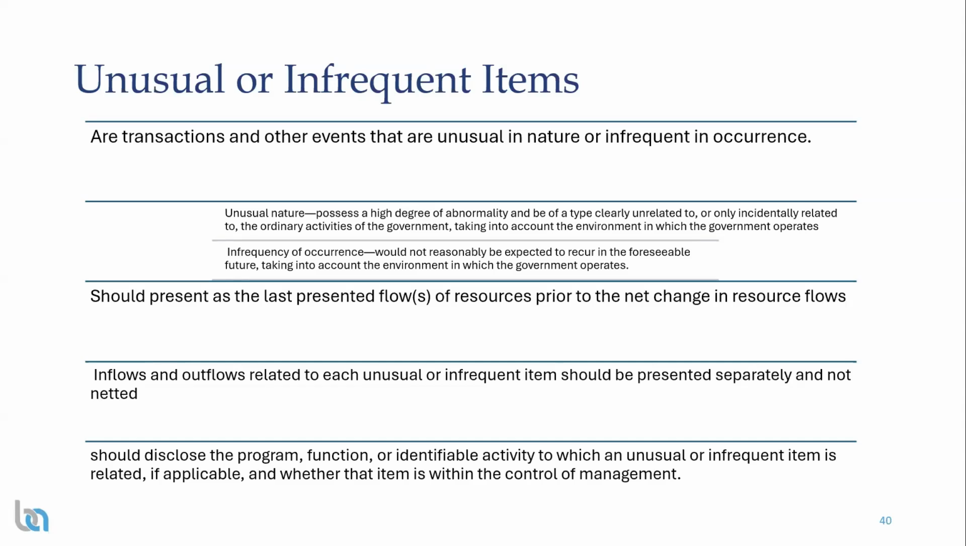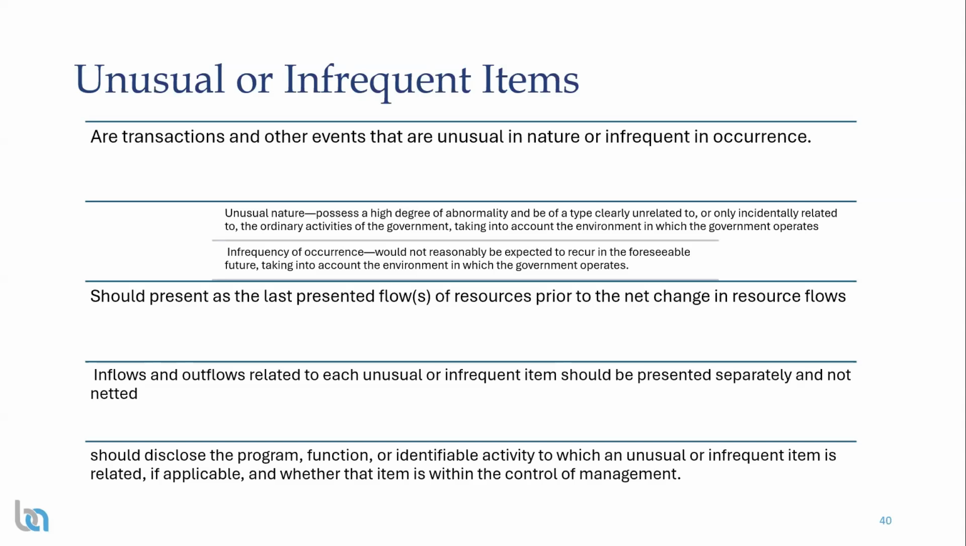You can have a flood, for example, and that can qualify as unusual in nature, infrequent in occurrence. But that's what they mean by considering the environment in which you operate. If you're in a flood zone and a flood happens every year, well, that's not infrequent in occurrence, and it's basically not going to qualify under those infrequent and unusual items.